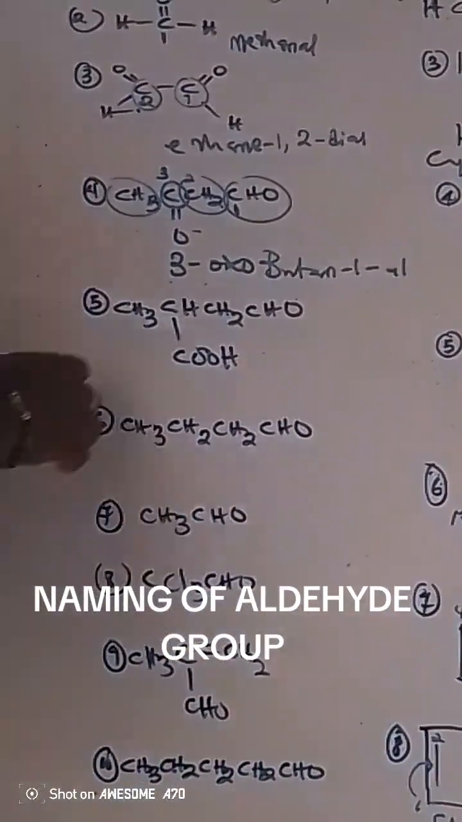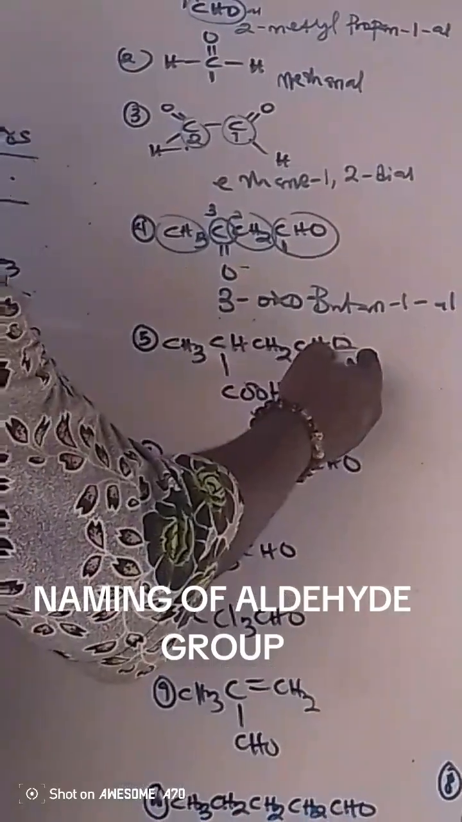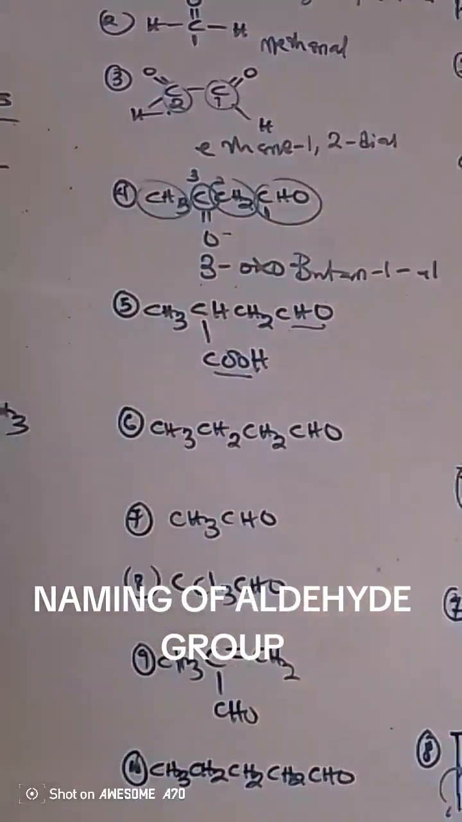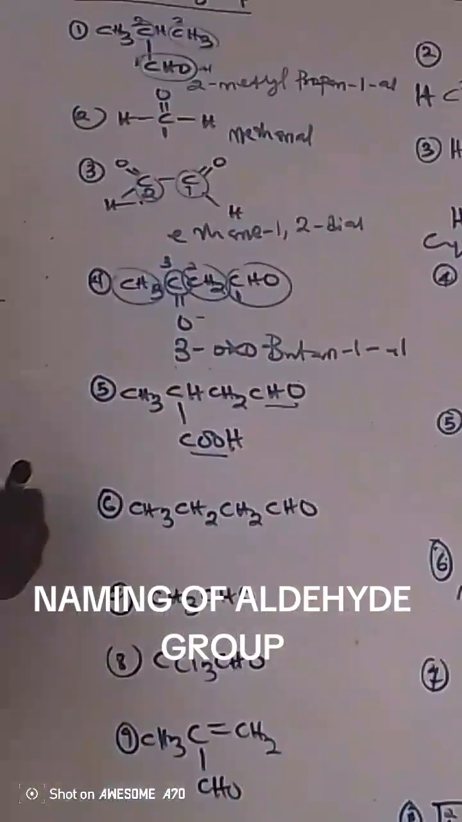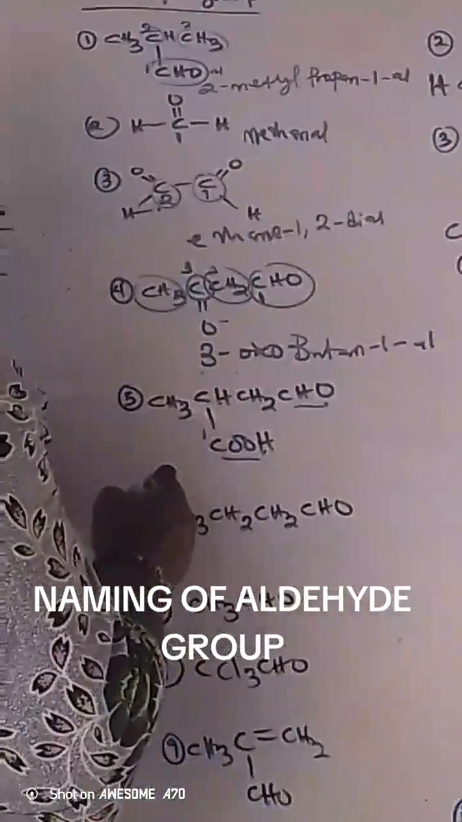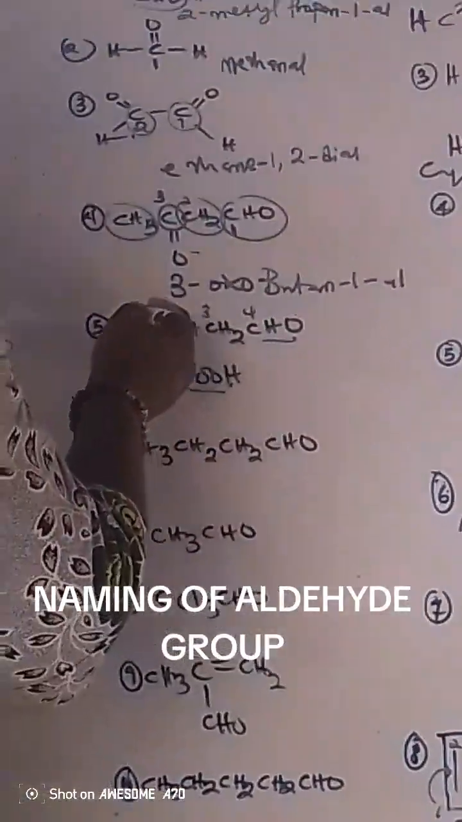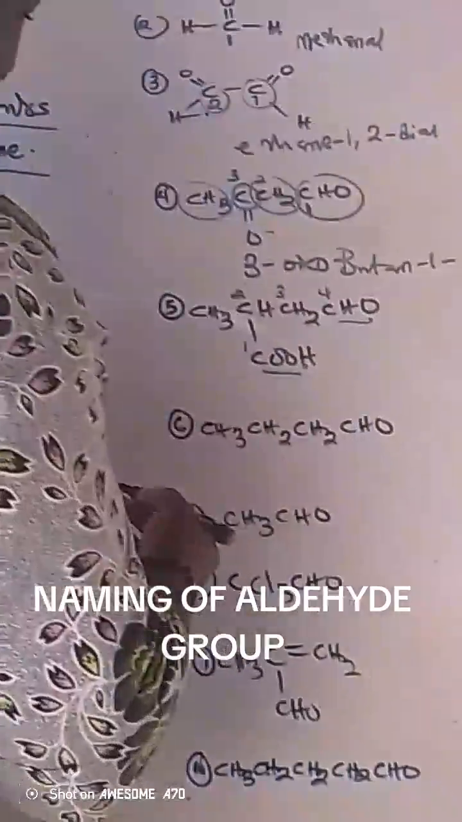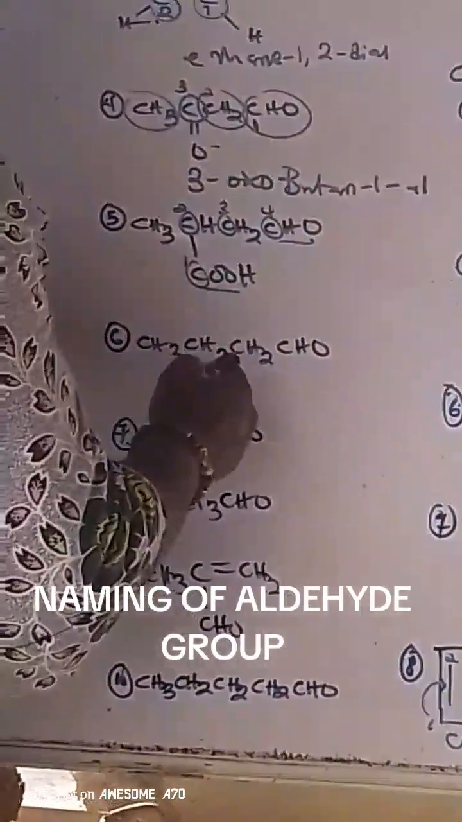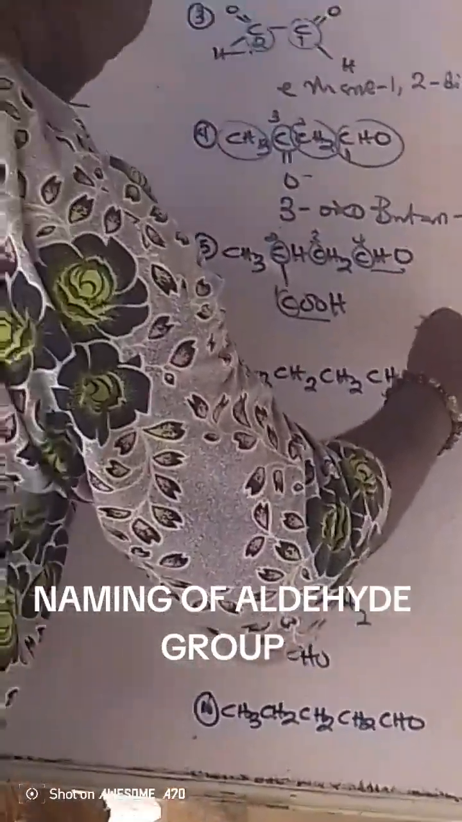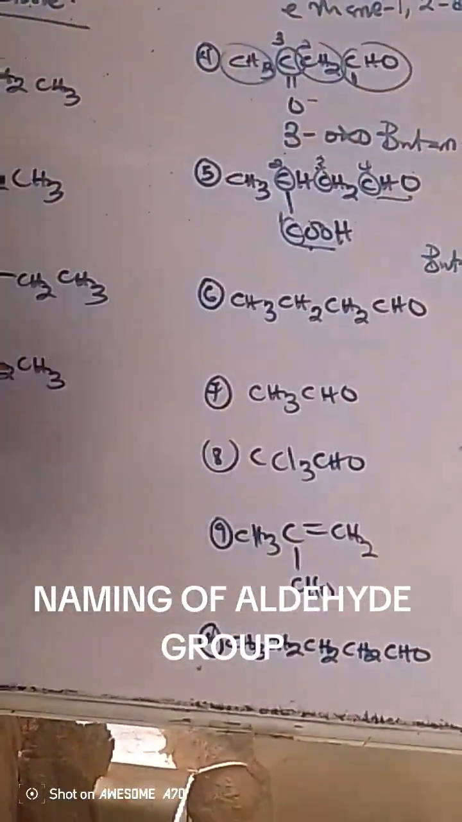So let's look at this compound. We equally have an aldehyde and a carboxylic acid. Which one is the principal functional group? Carboxylic acid. You see it's very straight, direct. 1, 2, 3, 4. Yes, methane, ethane, propane, butane. So you will now say butane, 1-oic, because of this.